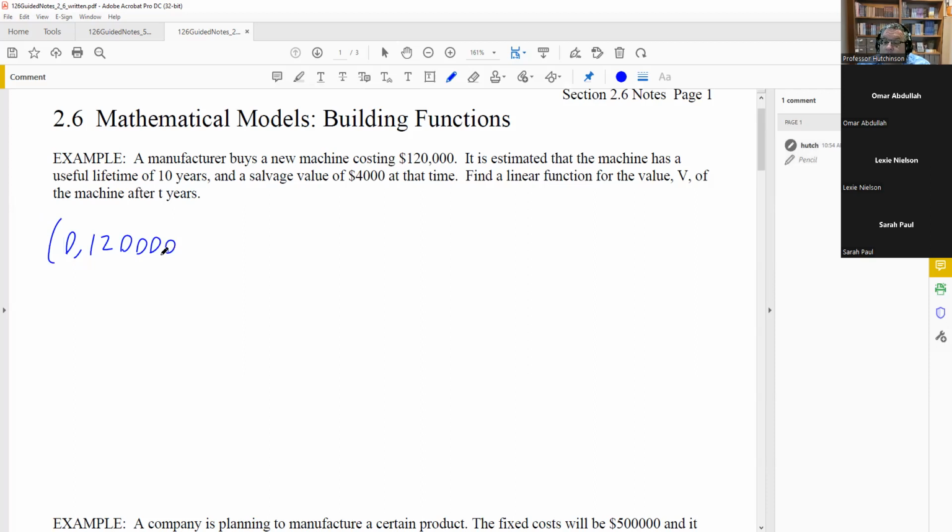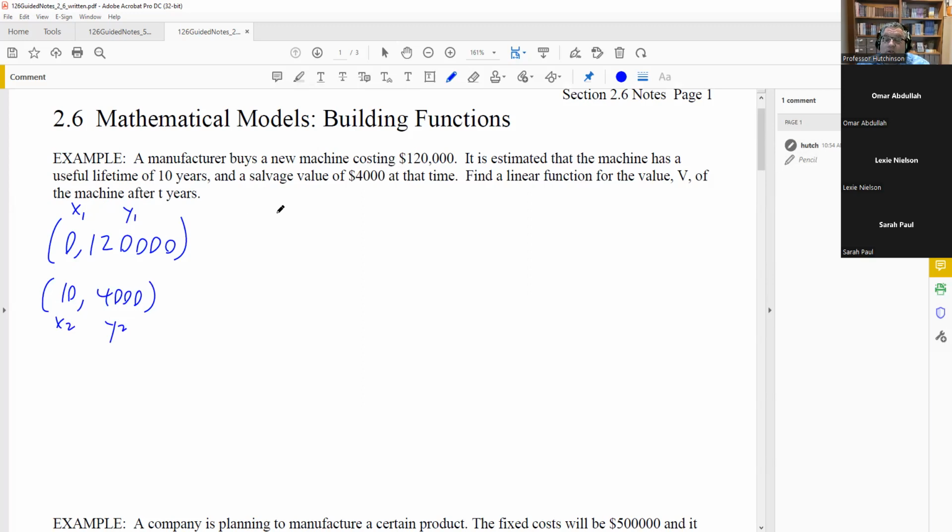Okay, so yeah, these 4 zeros there. I'm going to write an x and a y coordinate for that. The x is going to represent our years, and the y is going to represent the value. If it's brand new, that means at 0 years, it's worth $120,000. It also tells us that after 10 years, the machine is only worth $4,000. So this is like X1 and Y1, and this is going to be X2, Y2.